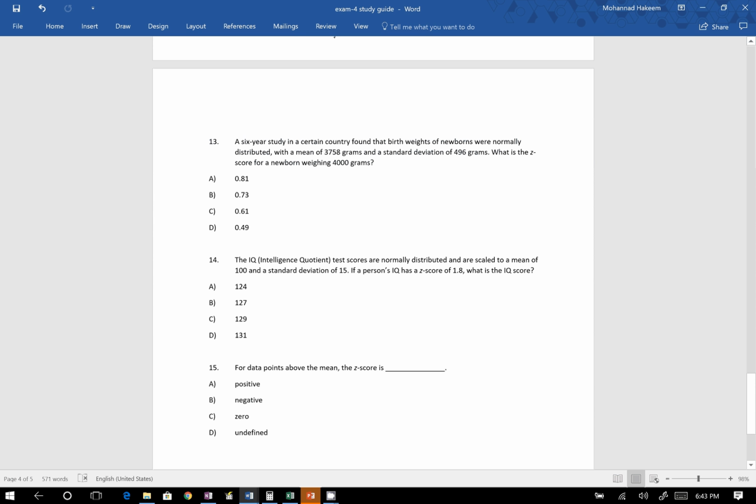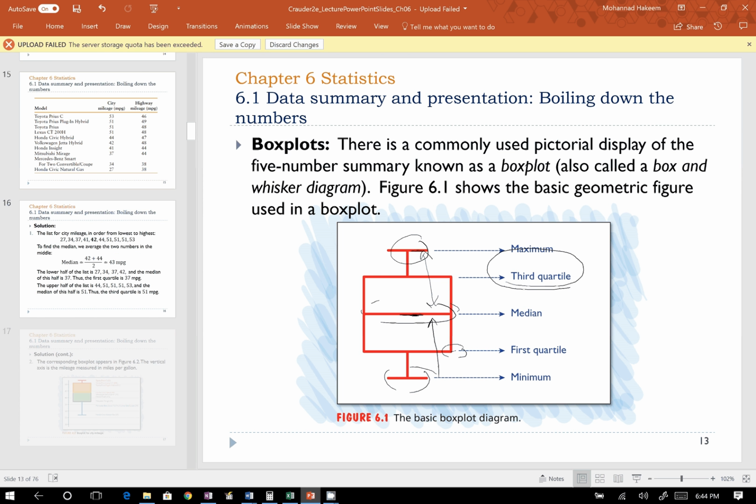A 6-year study in a certain country found that the birth weights of newborns were normally distributed, with a mean of 3758 grams and a standard deviation of 496 grams. What's the z-score for a newborn weighing 4,000 grams? So basically we're trying to see how far this guy is from the mean. The z-score formula is a simple and cool formula.